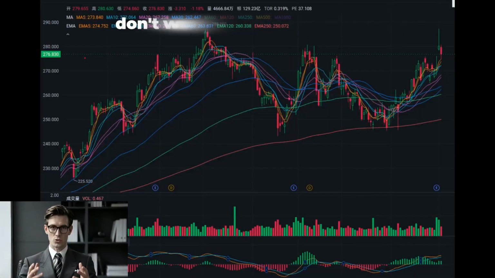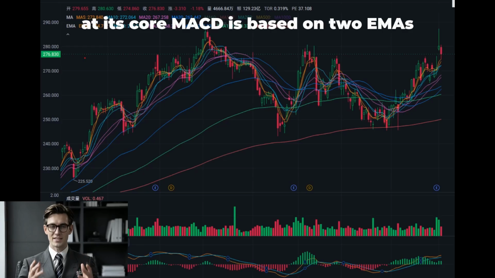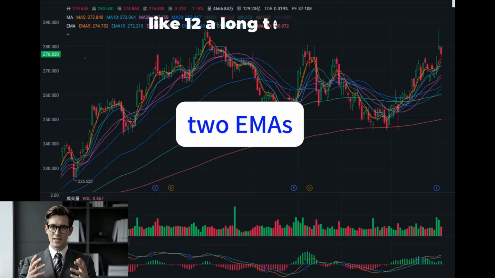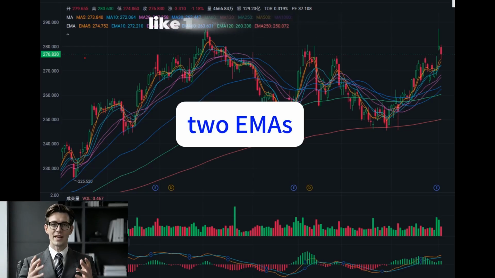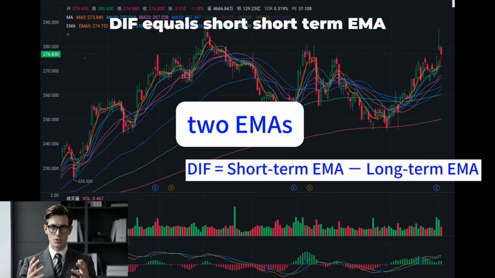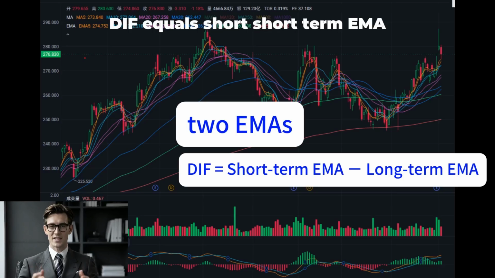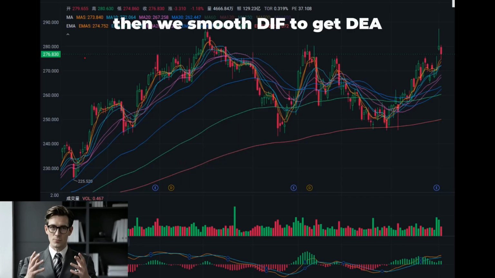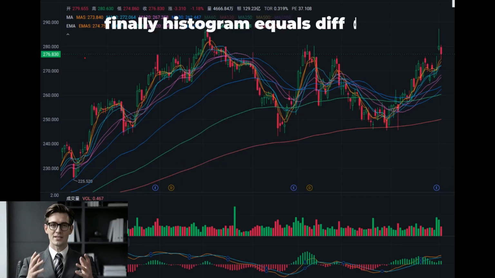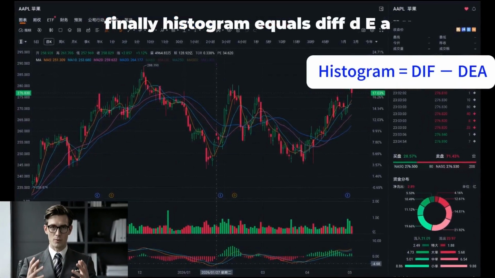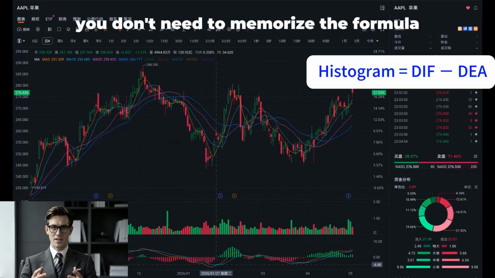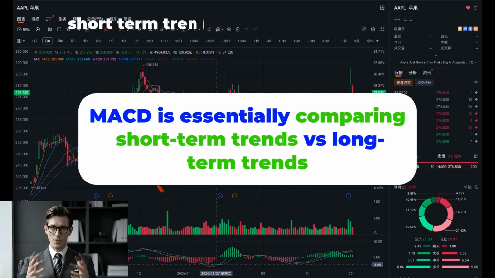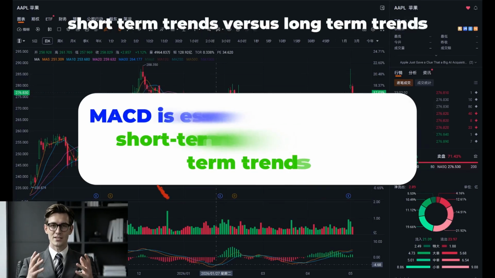How is the MACD calculated? Don't worry, let's keep it simple. At its core, MACD is based on 2 EMAs. A short-term EMA, like 12. A long-term EMA, like 26. DIF equals short-term EMA minus long-term EMA. Then we smooth DIF to get DEA. Finally, histogram equals DIF minus DEA. You don't need to memorize the formula. Just remember this: MACD is essentially comparing short-term trends versus long-term trends.